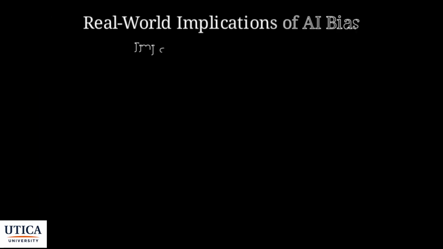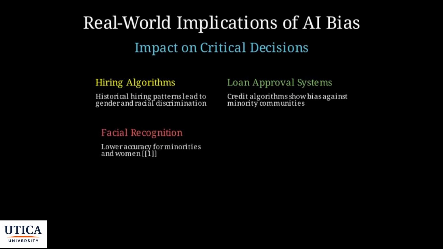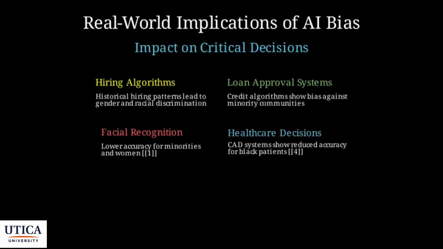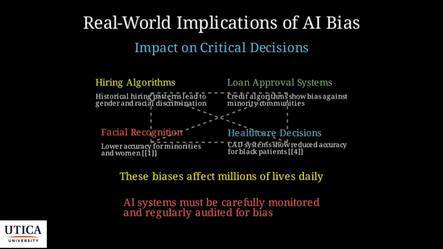These biases have serious real-world consequences. In hiring algorithms, qualified candidates get filtered out based on historic patterns. Loan approval systems may discriminate against certain neighborhoods or communities, and facial recognition systems show lower accuracy for minorities and women. Even in healthcare, AI systems can show reduced accuracy in diagnosing conditions for certain demographic groups. These aren't just technical issues, they're affecting real people's lives every single day.